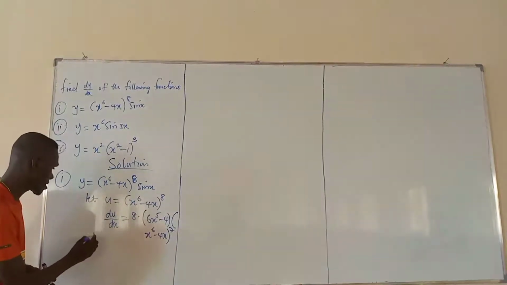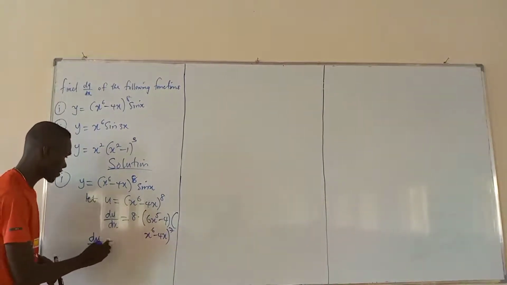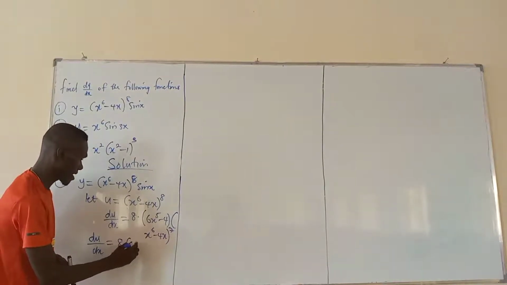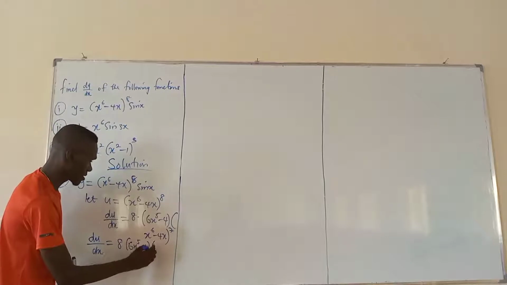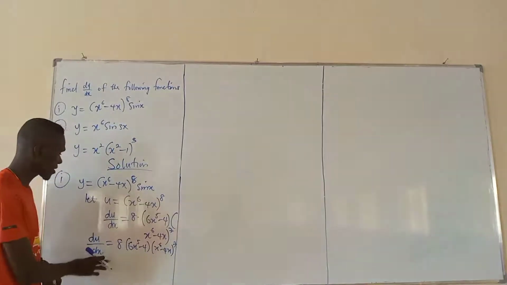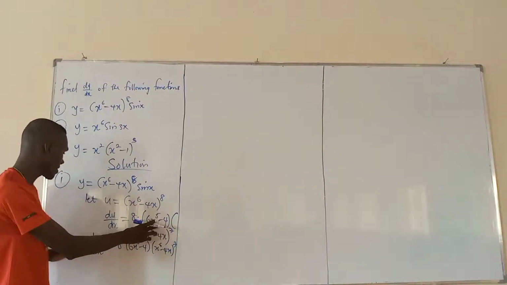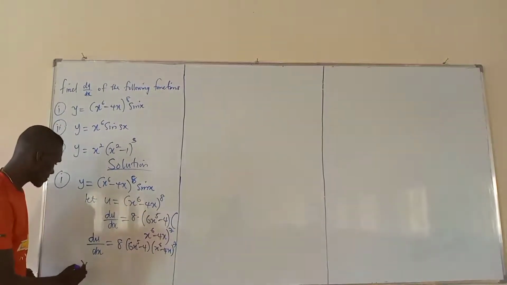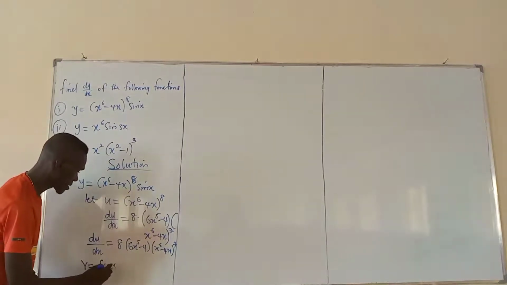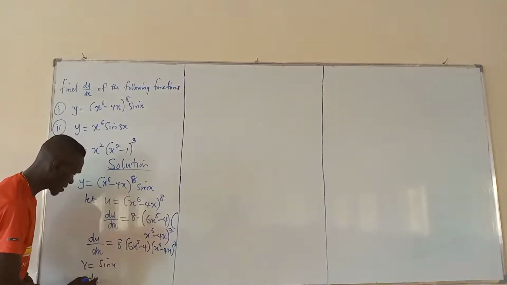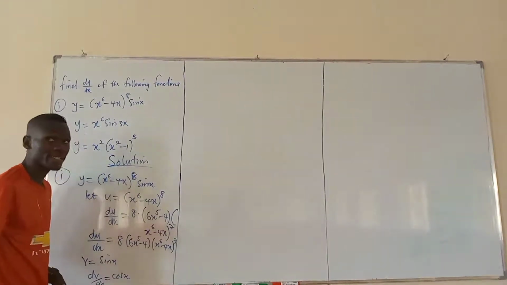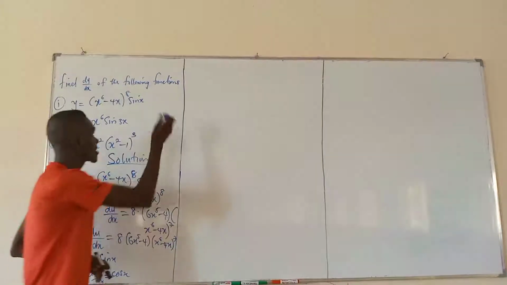Let's still rearrange it. Our du/dx is going to be 8 times (6x^5 minus 4) times (x^6 minus 4x) raised to power 7. This is our du/dx, if you simplify this. Our v, we said, v is going to be what is left, which is sine 3x. And what is our dv/dx? Our dv/dx is going to be cosine 3x. So now we have removed everything. Let's just put it in the formula.